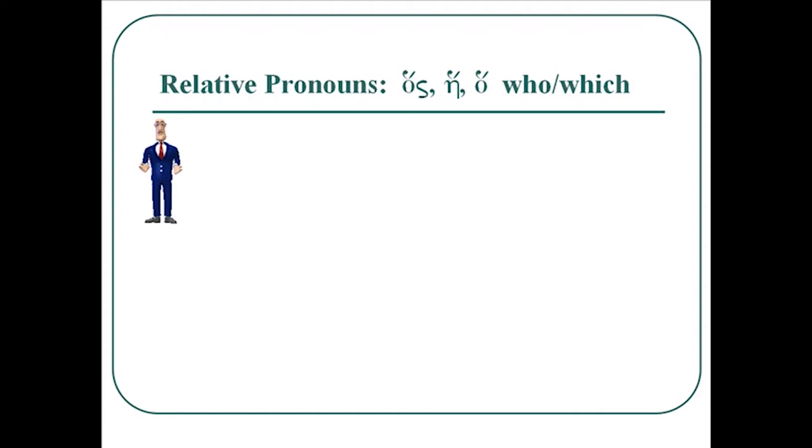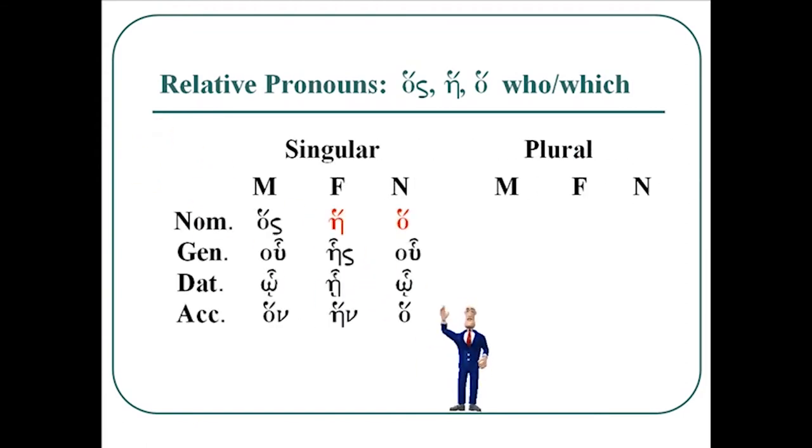Well, enough of this and that. Let's look at the relative pronouns now. Hos, hey, ho. Which is who or which. Who for when it refers to a person, which when it refers to an inanimate object. Now, the singular, you'll notice, on the masculine, feminine, and neuter are simply the 2-1-2 endings by themselves. So you have hos, u, o, hon. Those are exactly the second declension endings on logos, logu, logo, logon.